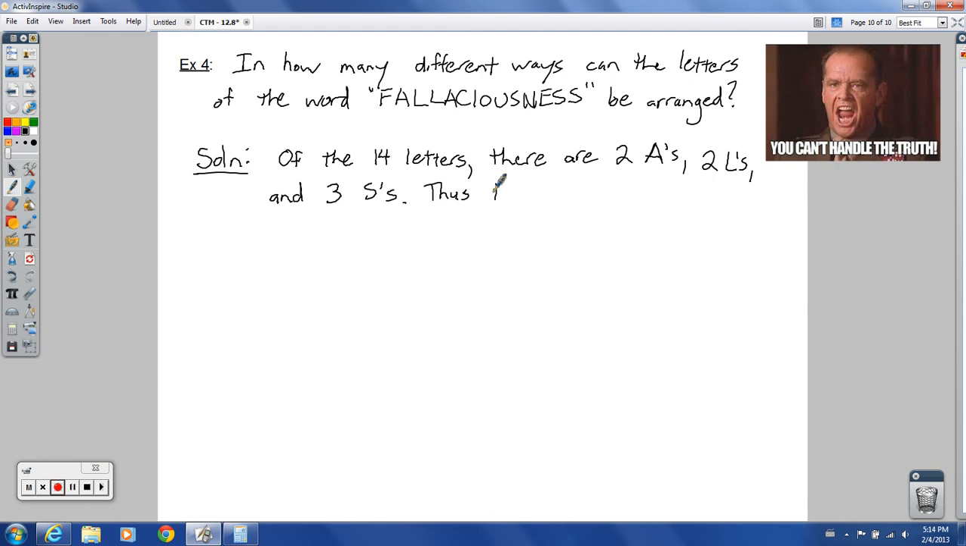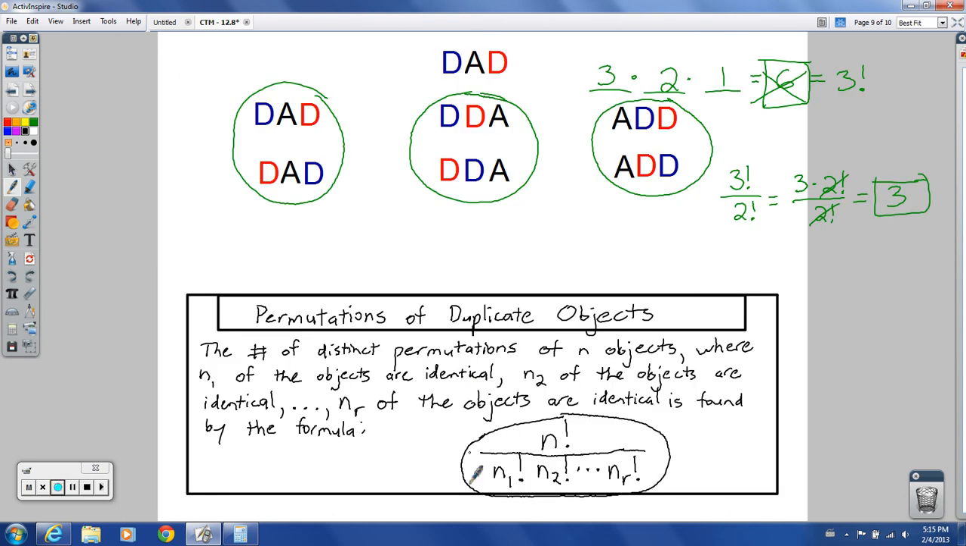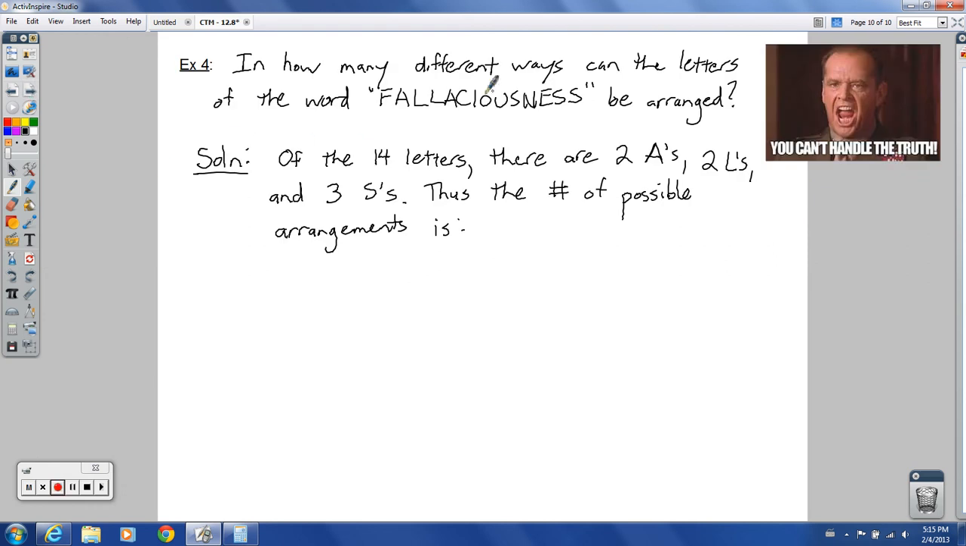Thus, the number of possible arrangements is, go back to this formula. So now this becomes a lot more helpful. This would be insane to try to write down all the different possibilities of this. You would definitely want a computer to do that for you. There's going to be a crazy amount of different arrangements.